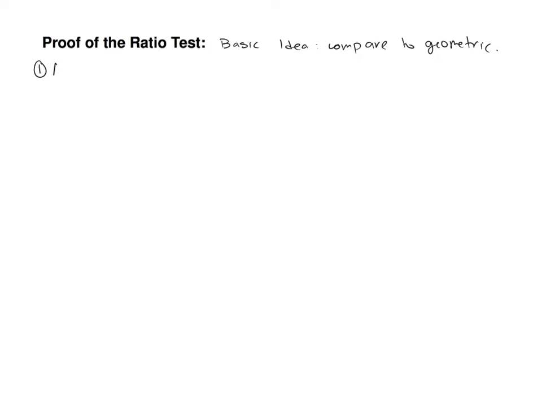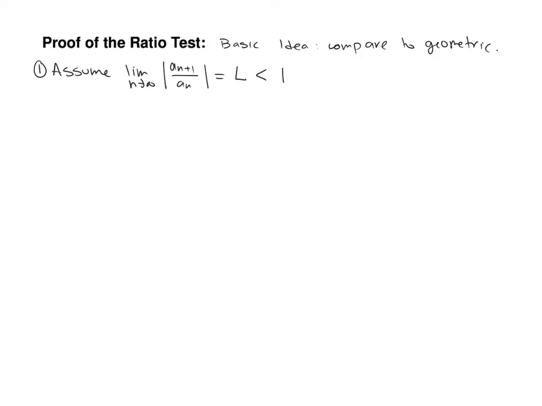So first thing we do, write a little bit small here. Assume the limit as n goes to infinity of |a_{n+1}/a_n| is equal to some number L that's less than 1. Does that make sense that you can do that? We're just kind of proving the first case, which is the hardest of the cases to prove.